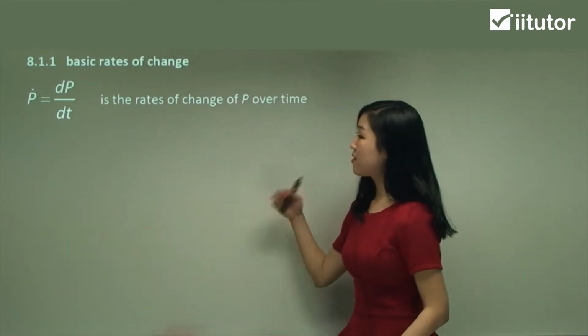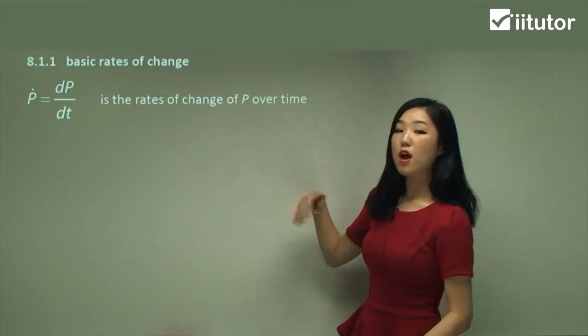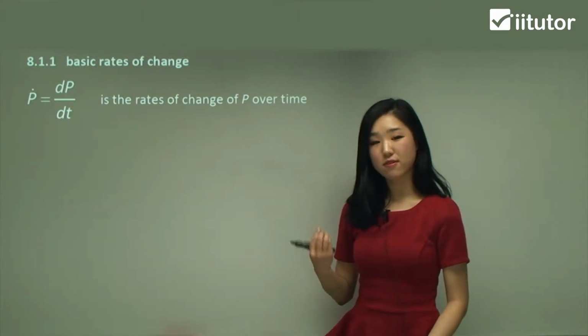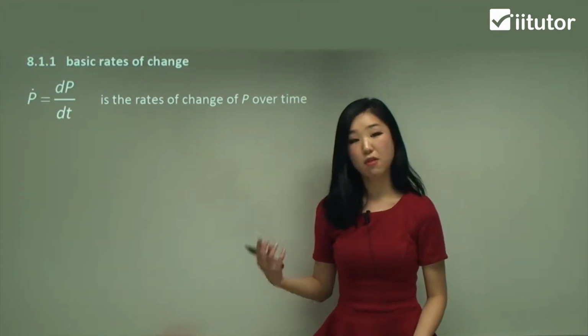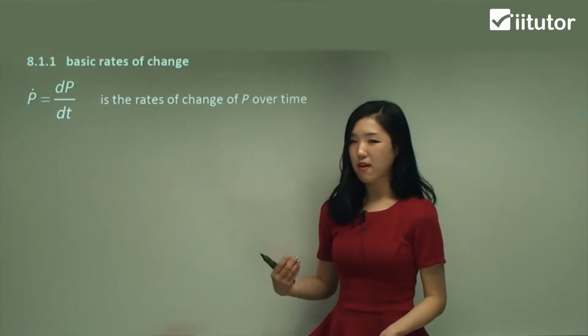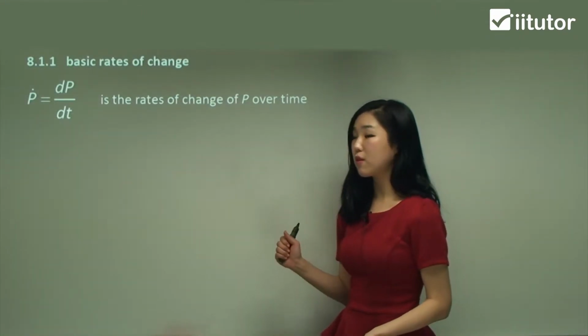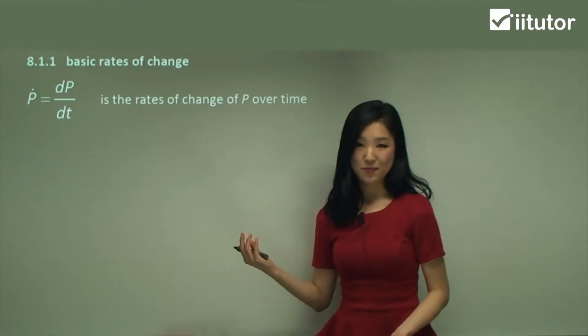So this means that it is the rate of change of P over time. So t represents time. So over time, we want to find the rate of change of that particle P. Okay, and you get a better understanding of what I'm talking about here when we get to the questions, but just keep in mind that P dot means differentiate P.